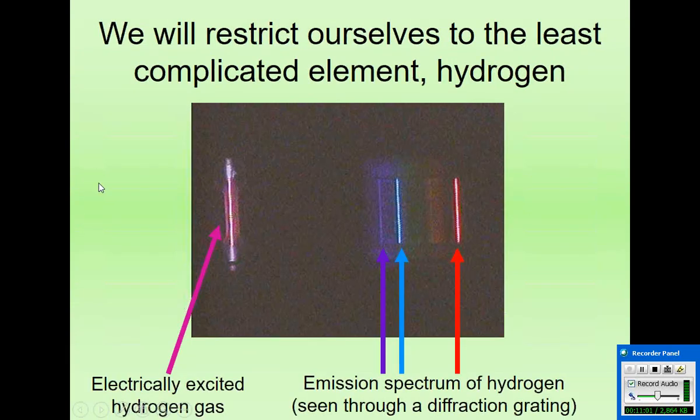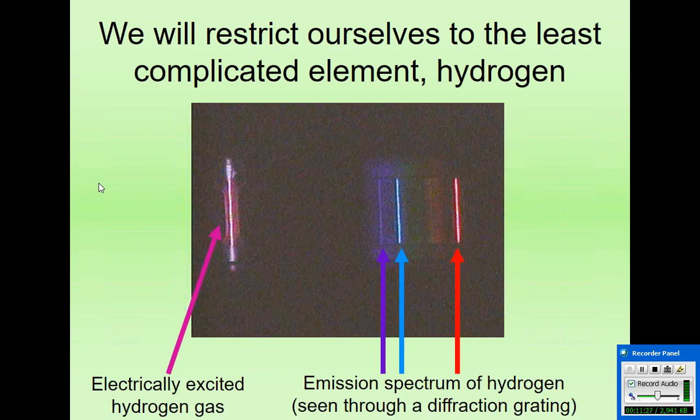In order to start getting to the bottom of this mystery, let's just focus on the simplest element. If we can figure out the simplest element, then we might be able to come up with an explanation that we can extrapolate to the more complicated elements. Hydrogen is the simplest element. Its nucleus consists of a single proton, and it is orbited by a single electron.